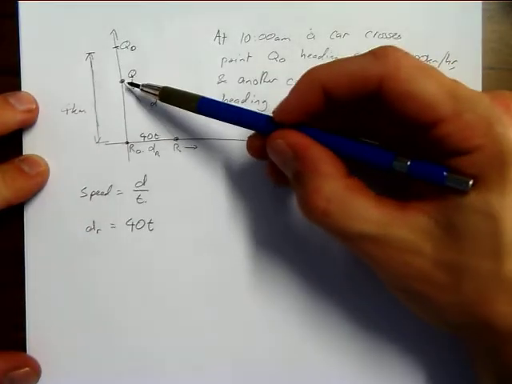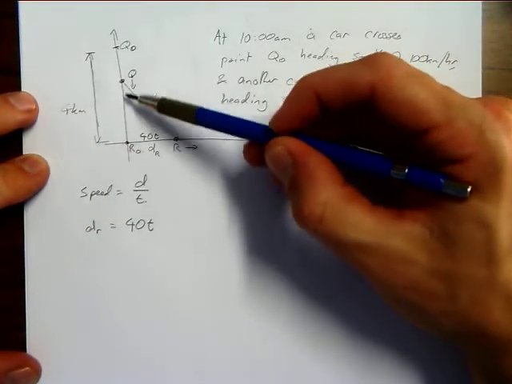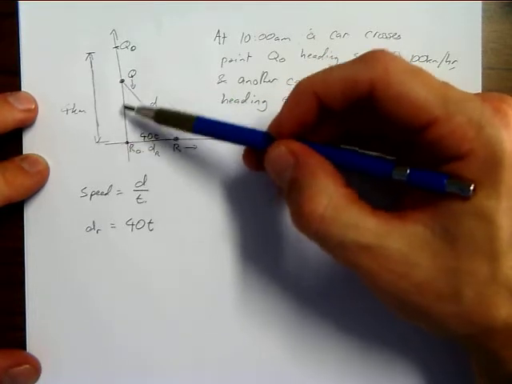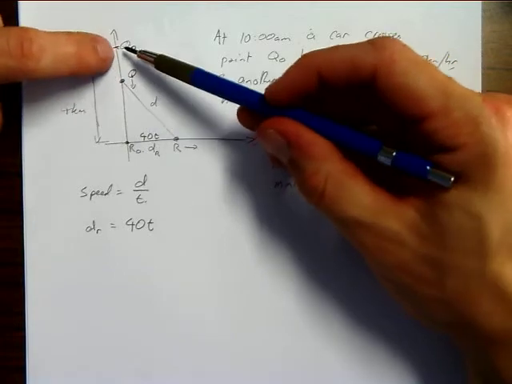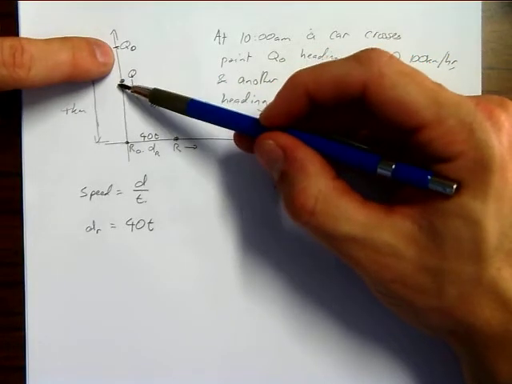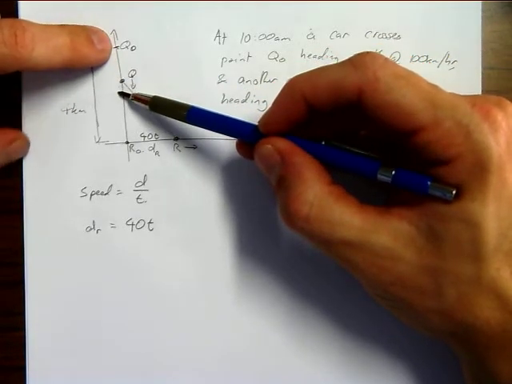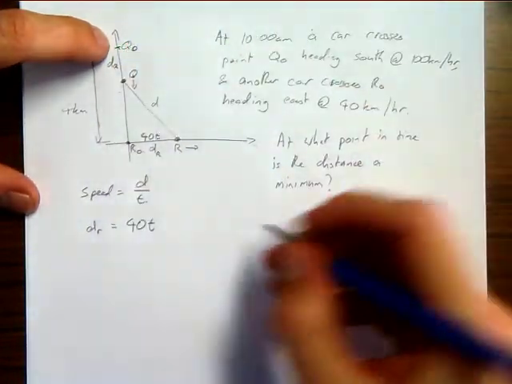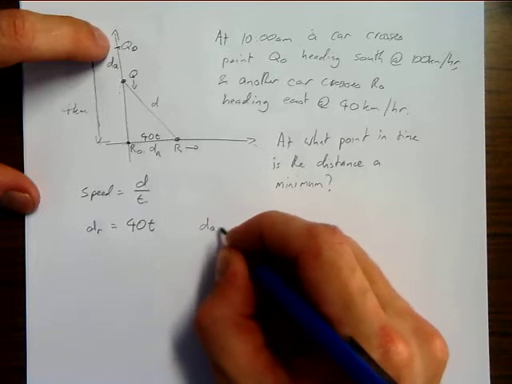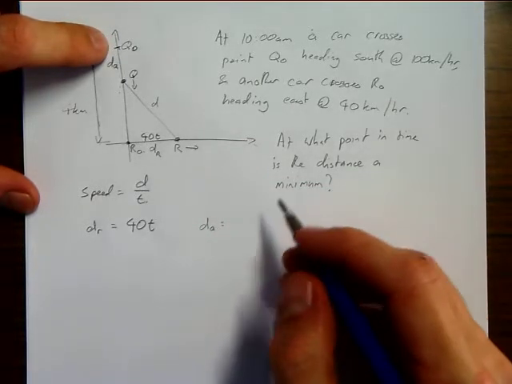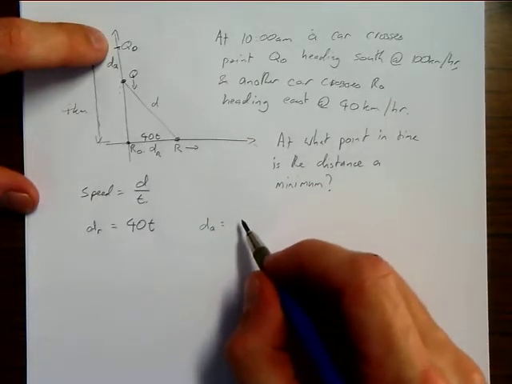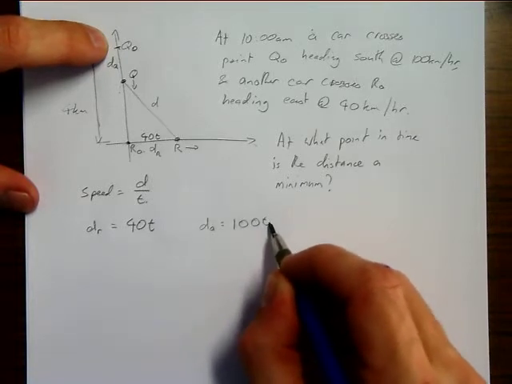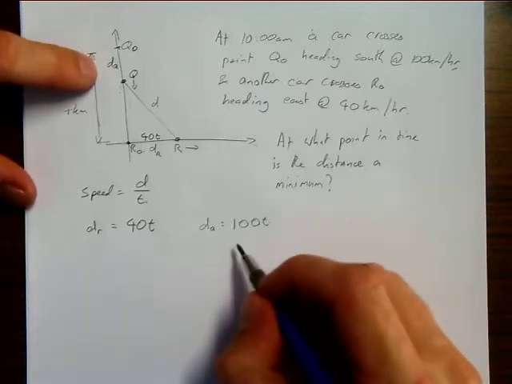Okay, what about Q? How do we know how far? Now Q is a little bit different. Q is getting closer and closer to this point. So what's this distance here going to be? How far away is Q from its initial point? So we'll call this dq. So dq is going to be 100t because he's going 100 kilometers per hour.